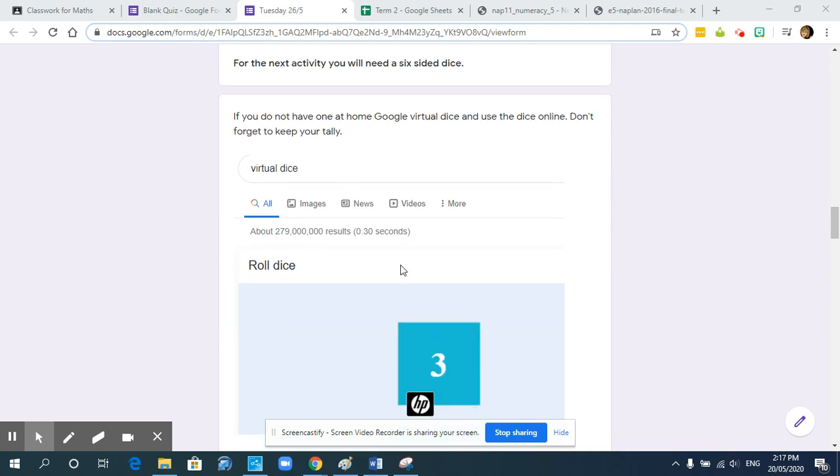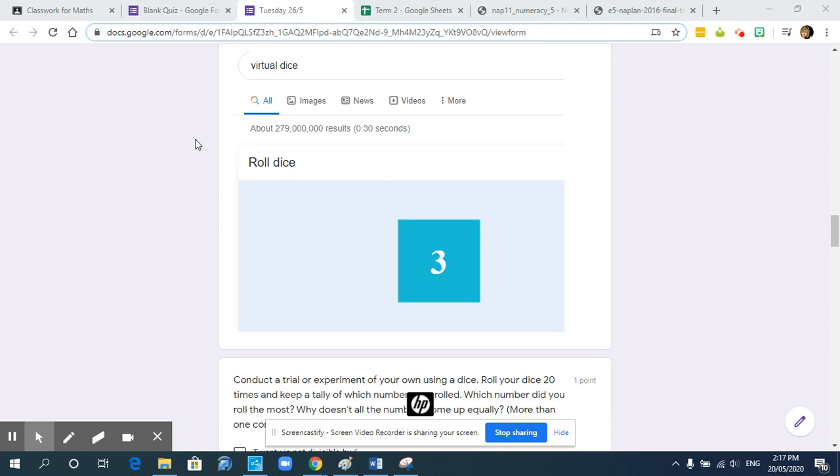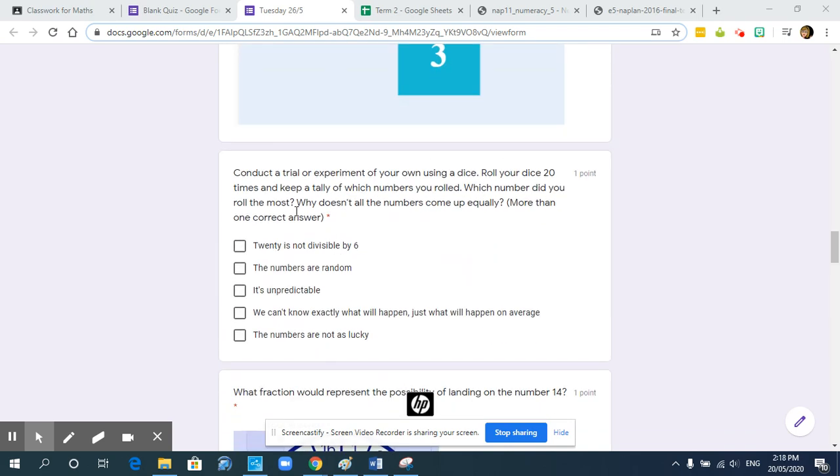And don't forget to keep your tally when we're doing the experiment. So the virtual dice will look like this, and down the bottom it'll just say roll, and it will roll you a different number each time. It will give you the number, not the dots. Conduct a trial or experiment of your own using dice. Now, if you haven't watched the video, this will make no sense to you. You need to watch the video.